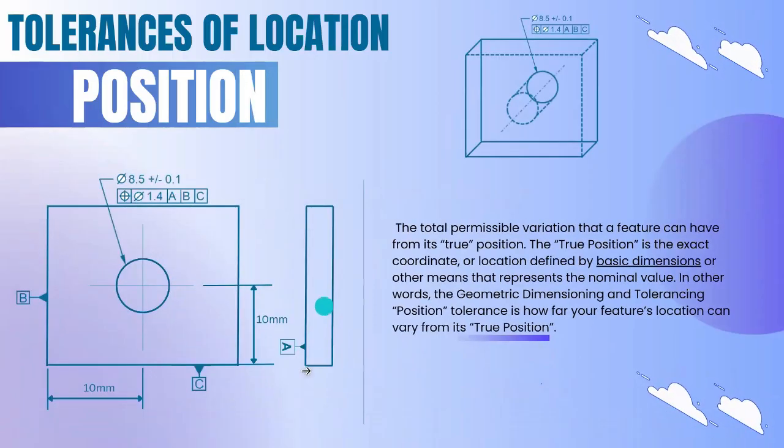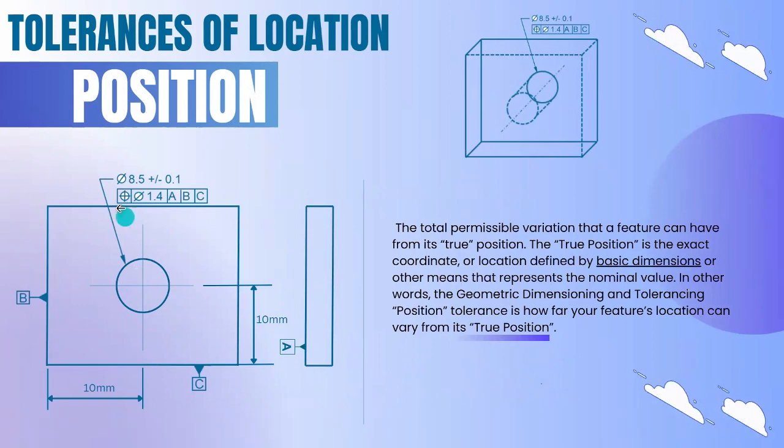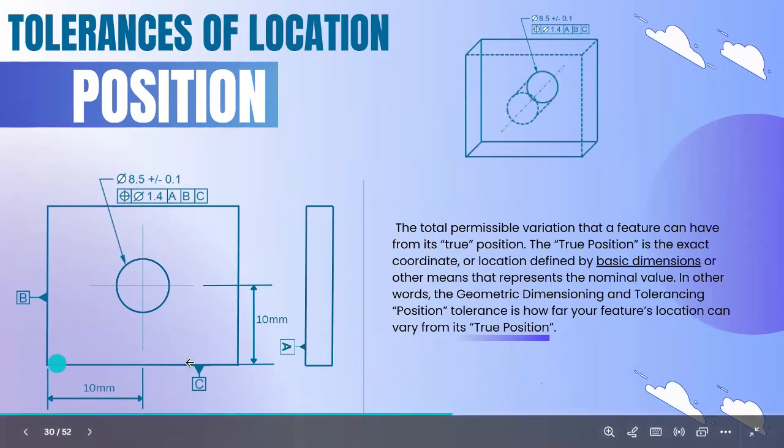You can see the drawing for the center hole. They are asking position 1.4 as the tolerance. Primary datum is A, the top plane, the secondary datum is the left side plane, and tertiary is datum C. Okay.